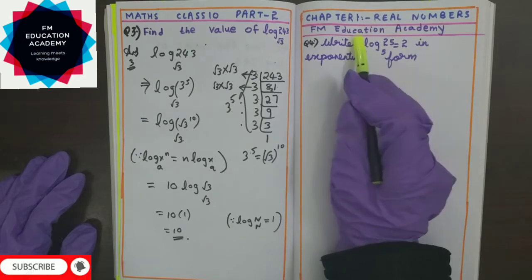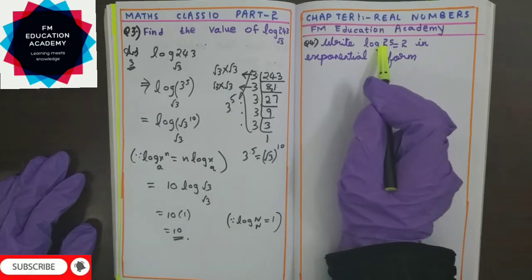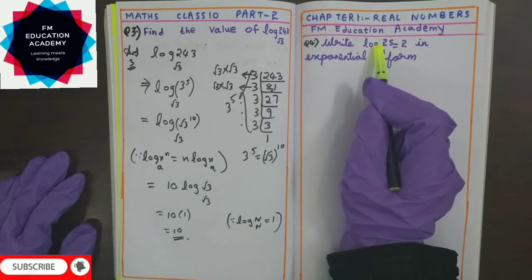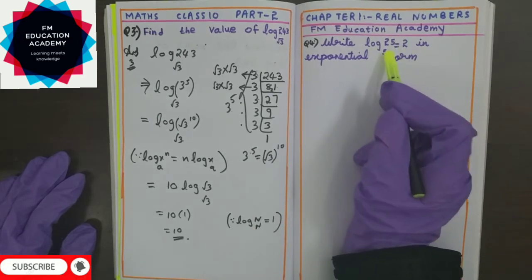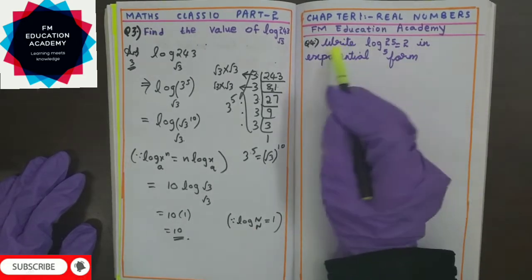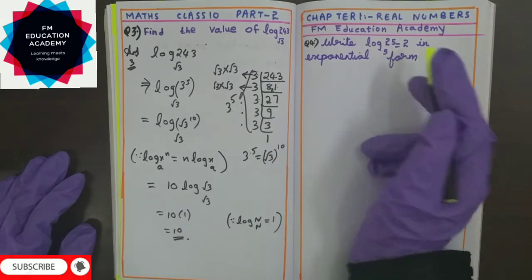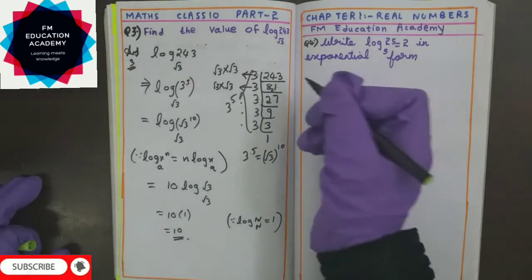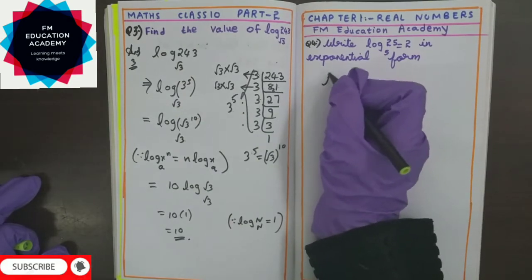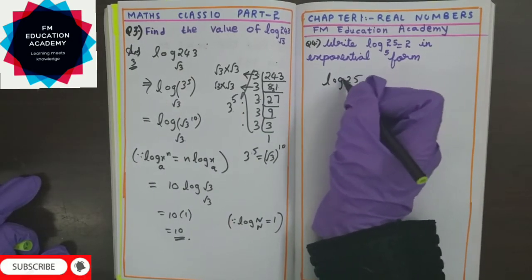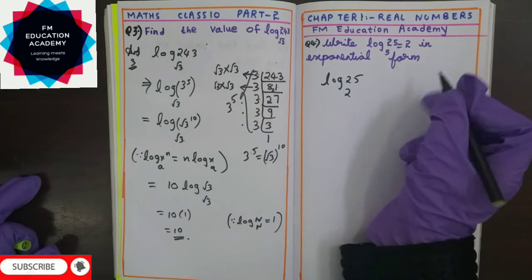So this equation is in logarithmic form, that is, it is in the form of log n to the base a is equal to x. We have to make it in the exponential form, that is, in the form of a power x is equal to n. So let me compare this log 25 to the base 5 with a power x is equal to n.